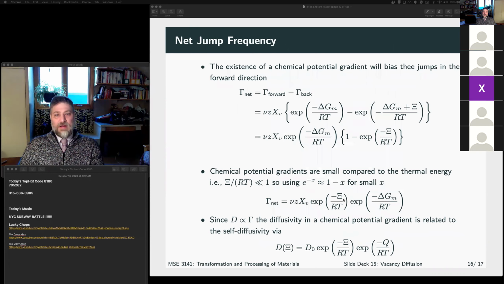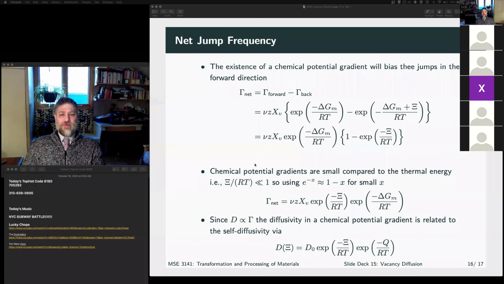Okay. So what do we say about our net jump frequency? Well, our net jump frequency is just going to be our forward direction minus our backward direction. So we just essentially do what we did before, right? We have the forward minus the backwards. We do a little bit of algebra and rearrange, right? And now we have this term.